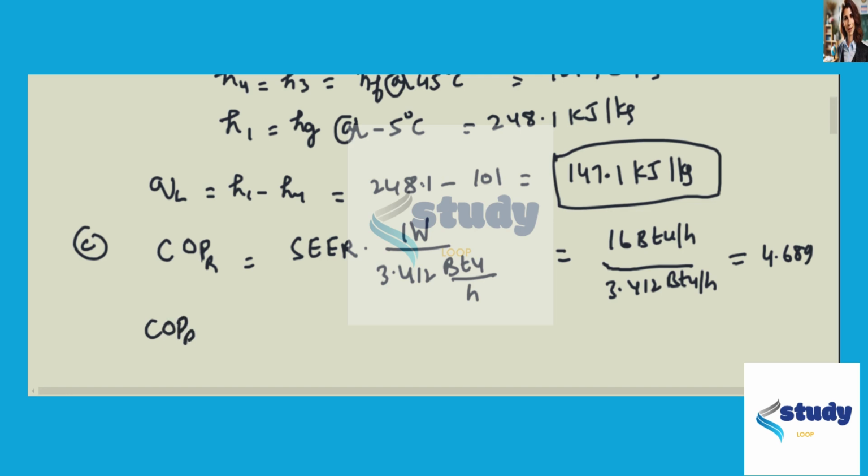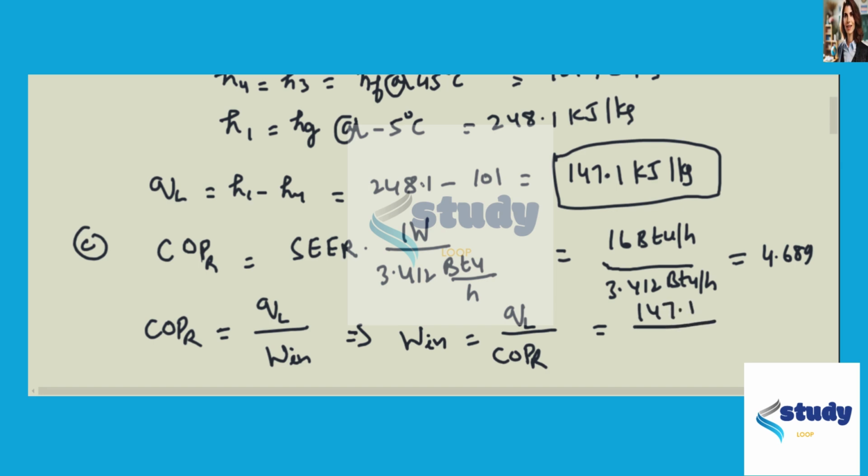The work input to compressor. Coefficient of performance of refrigeration is heat transfer at low temperature upon power input, work done in input. So from here work input you will get heat transfer at low temperature over coefficient of performance. Heat transfer is 147.1 kilojoule per kg and coefficient of performance 4.689, so you will get 31.4 kilojoule per kg.